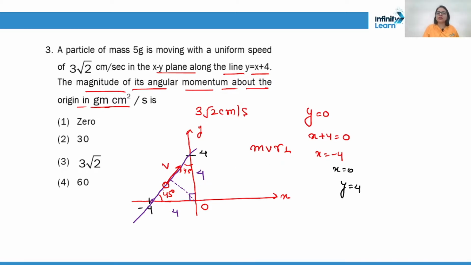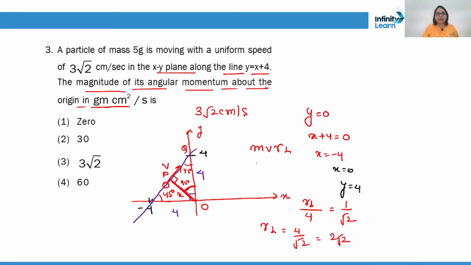We need to find the perpendicular distance of the point from the line of motion, right? So this will be the perpendicular distance. This is 90 degrees, so this angle is again 45 degrees, right? In the right angle triangle OPQ, if this angle is 45 degrees, then the base, which is unknown x, equals r perpendicular. So r perpendicular, base divided by hypotenuse, which is 4, equals cos 45 degrees, which is 1 by root 2. So r perpendicular will be 4 upon root 2, which equals 2 root 2.